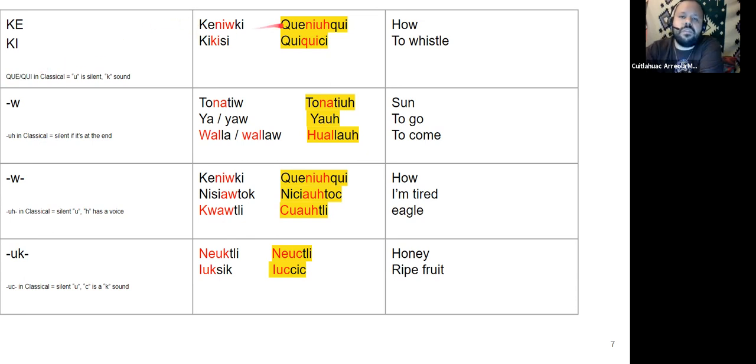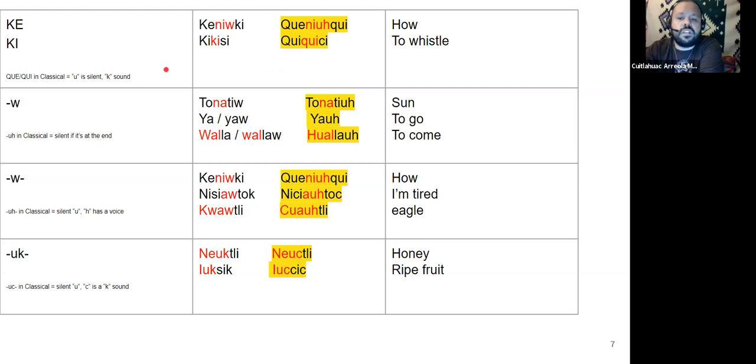So here are some examples. We'll go over the W that's inside, but for now, this is a word that we're going to work with a lot, so it's important to be able to pronounce it correctly. So we have genihki. The sound inside is a W in the new orthography, but it's a UH in the classical orthography. Genihki. Kikisi, kikisi. Again, you can see its meaning here as well.